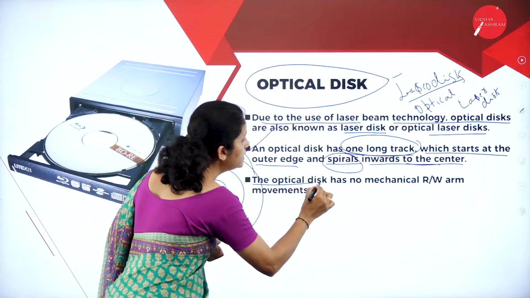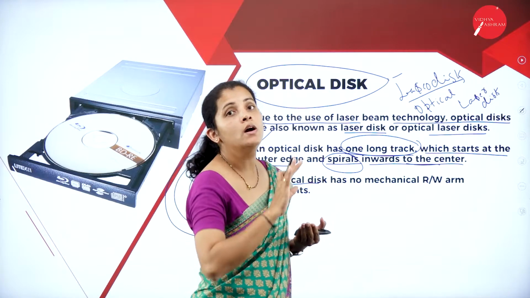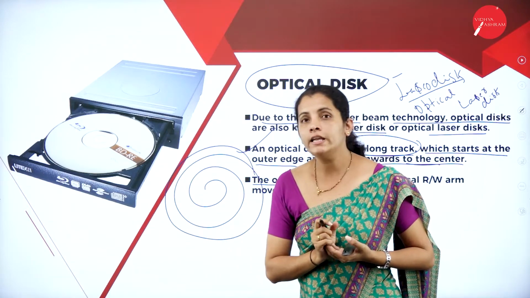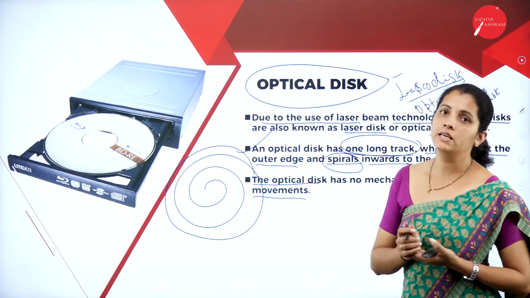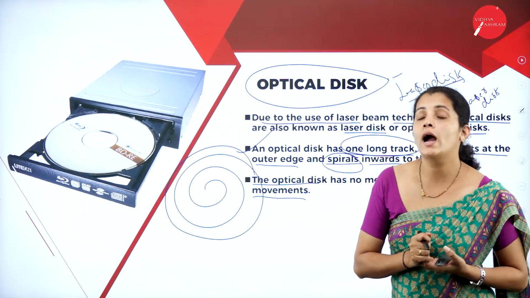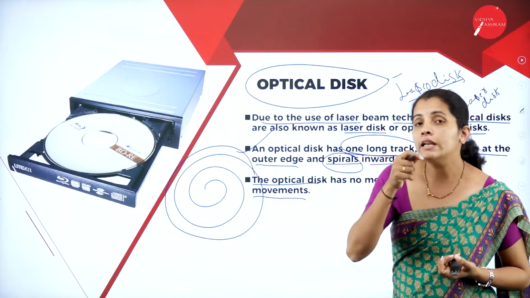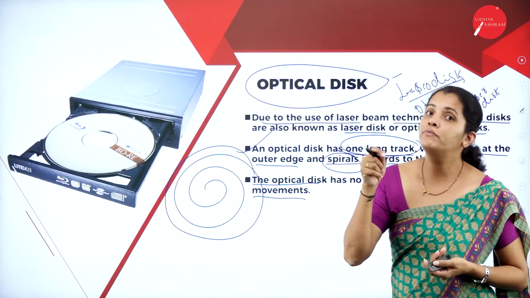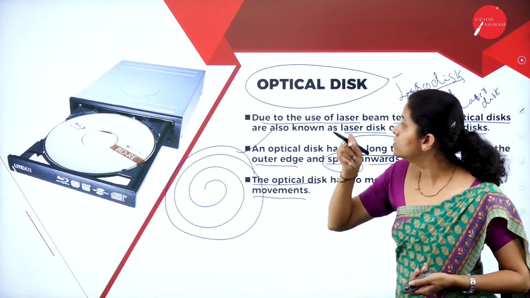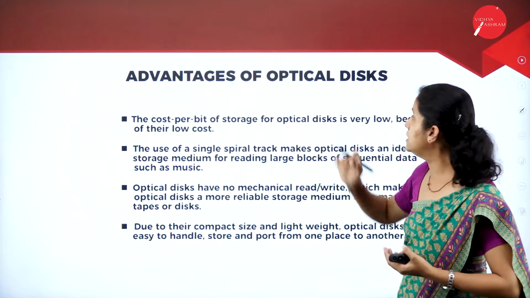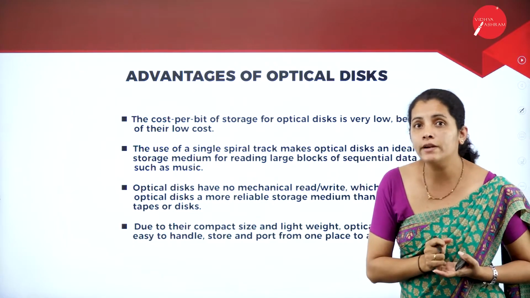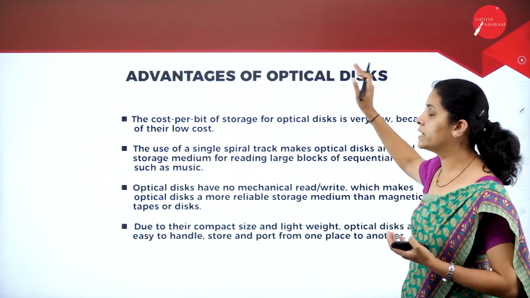The optical disc has no mechanical read and write movement. That means we are not going to have any read or write physical movement. So these are some of the features of the optical disc. Then what are the advantages of the optical disc?